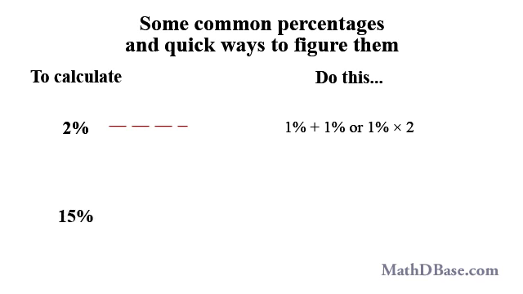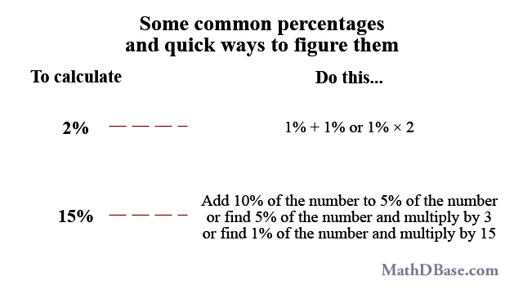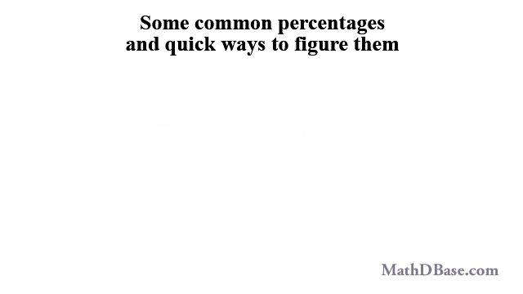To find 15% of a number, find 10% of the number, then add half of that result again to your total, basically adding 10% of the number to 5% of the number. Other possibilities are to find 5% of the number and multiply that result by 3, or find 1% of the number and multiply by 15. Some percentages can be calculated just by doing one division or multiplication. Others can be found by finding 10%, then doing a single multiplication.